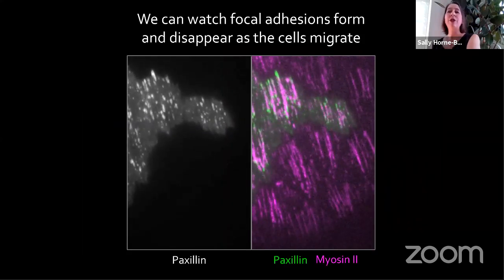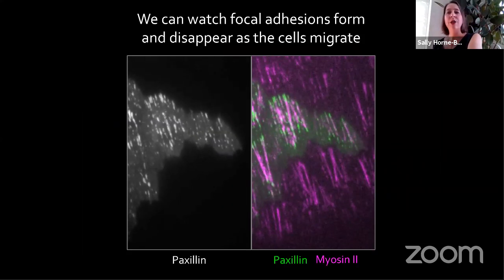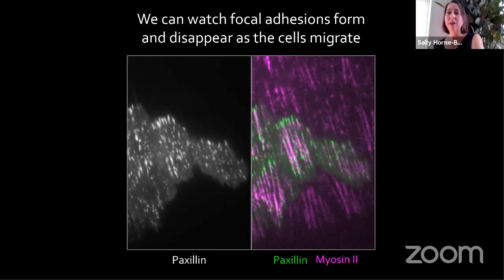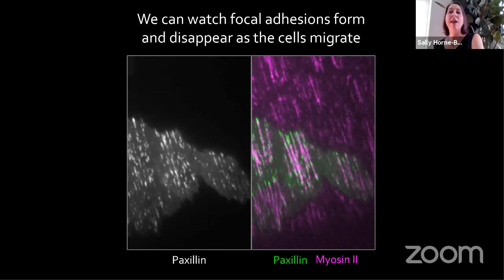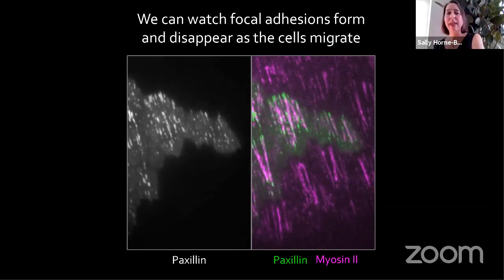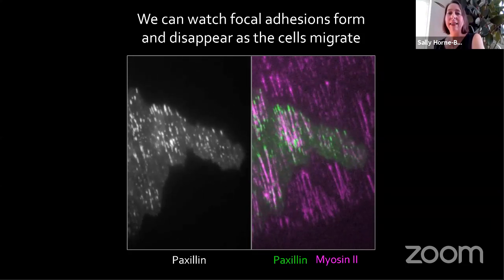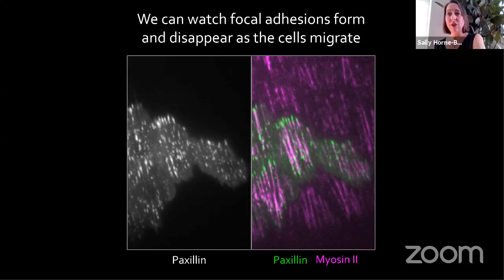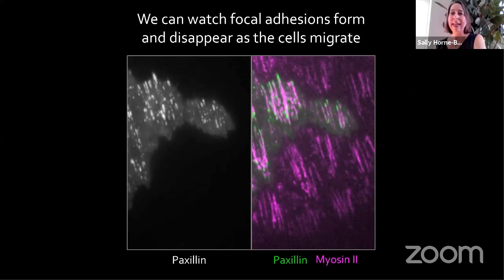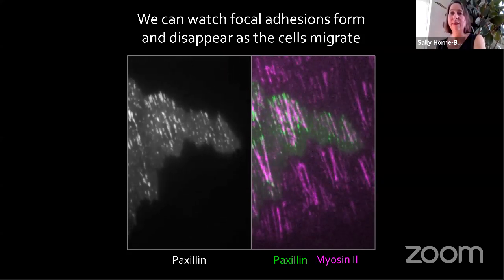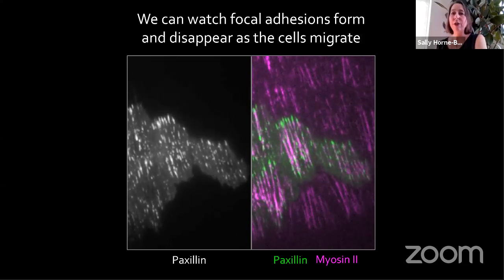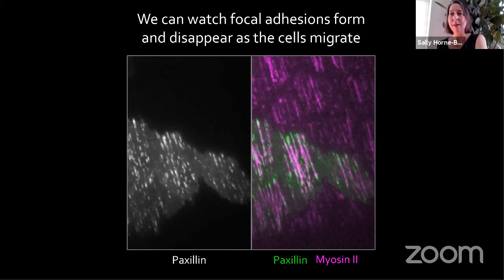Okay, so to show you what this looks like, I'm now showing you a movie where all of the stress fibers in the tissue are labeled in magenta for myosin, and only a clone of cells is giving you that green paxillin signal. And when we have a movie like this, we can identify a single stress fiber based on the myosin signal, and then we can watch the adhesions associated with that stress fiber form and disassemble over time. And so I'm going to show you what this looks like with a series of kymographs.